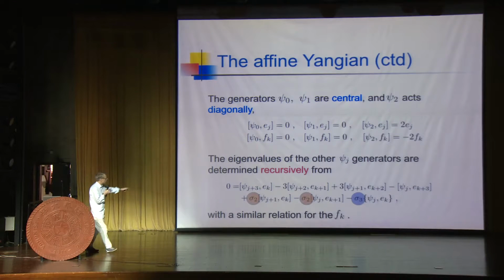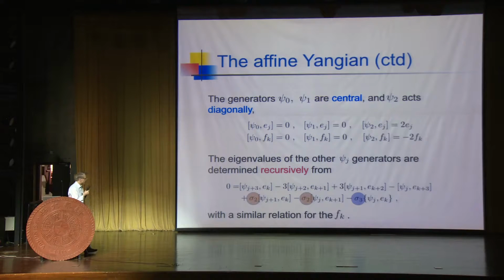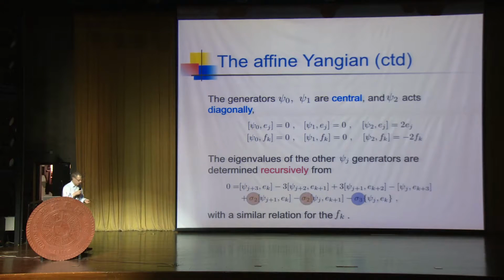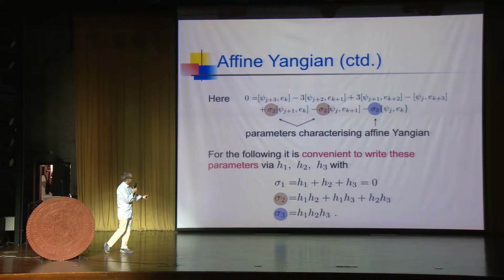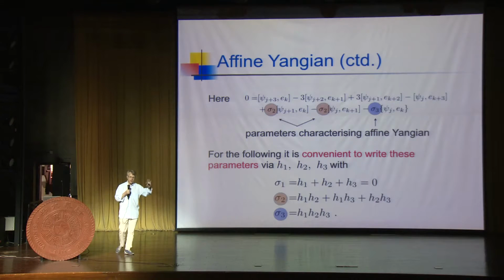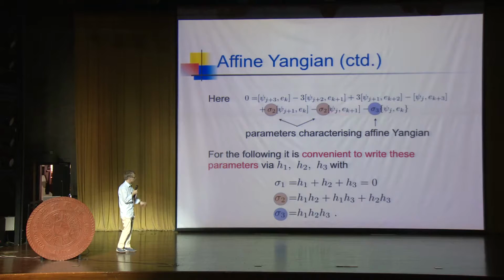And you can use this recursively to determine the eigenvalues of the psi generators on the E's. So this is the relation for the E's, and there's a similar relation for the F's that I haven't written out. Now, if you look at this relation, there are parameters sigma 2 and sigma 3 appearing. So these are three parameters that characterize the affine Yangian. So there's not just one affine Yangian, but there is a two-parameter family of affine Yangians characterized by the value of sigma 2 and sigma 3.